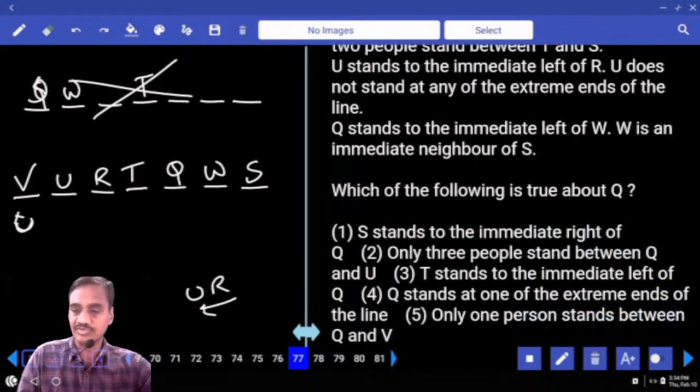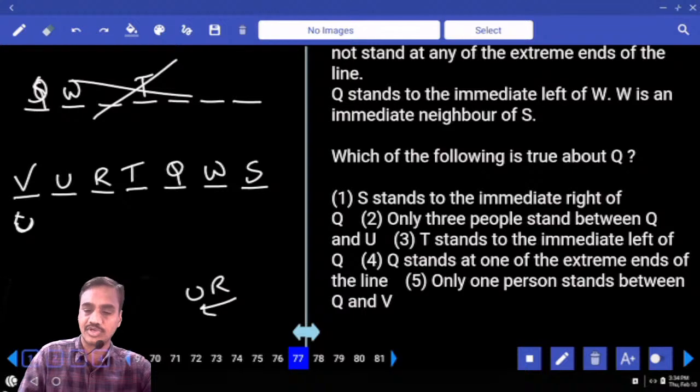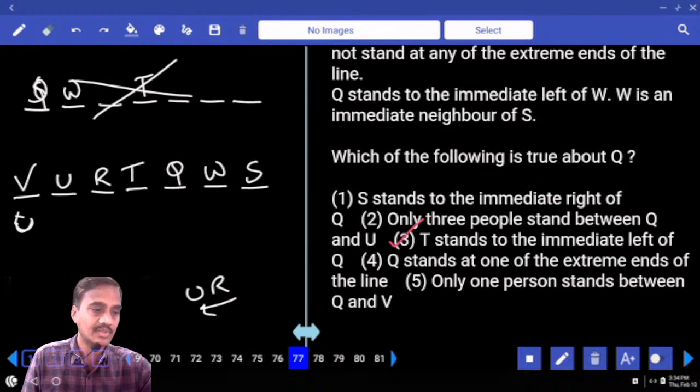Then, hence, which of the following is true regarding Q? S stands to the immediate right of Q, that is false. Three people between Q and U, that's again false. T stands to the immediate left of Q, definitely true. Choice 3, question number 77. Then 78.